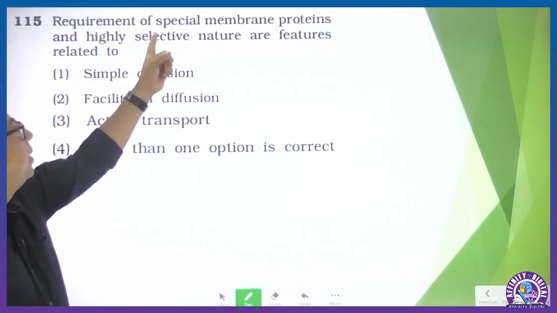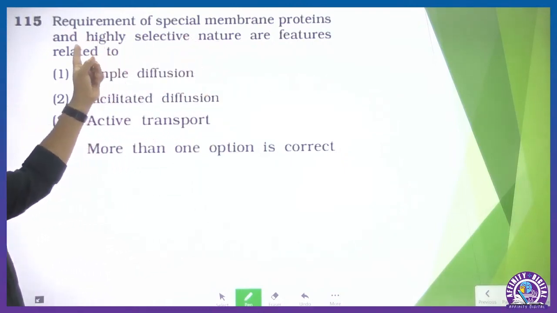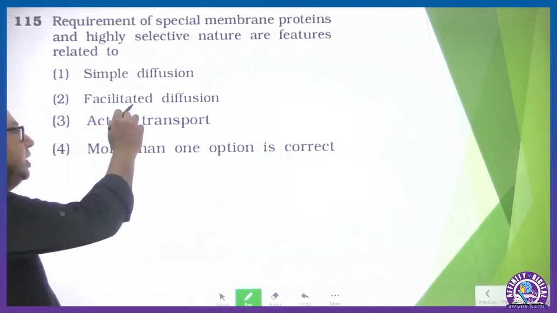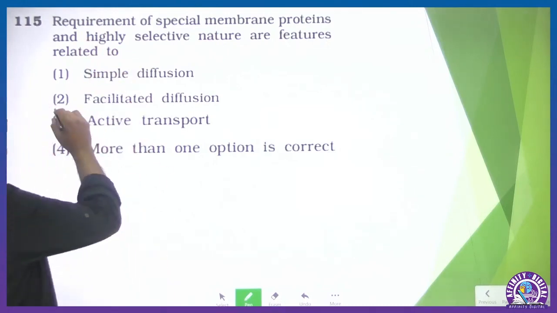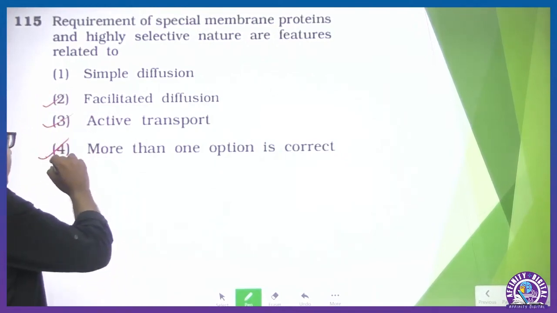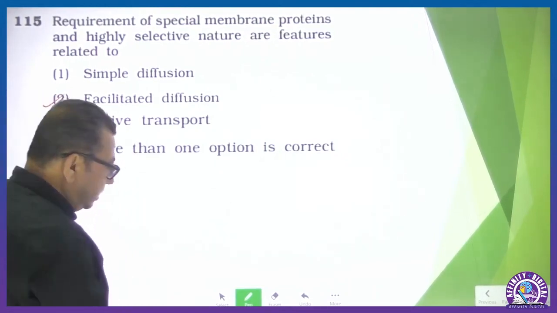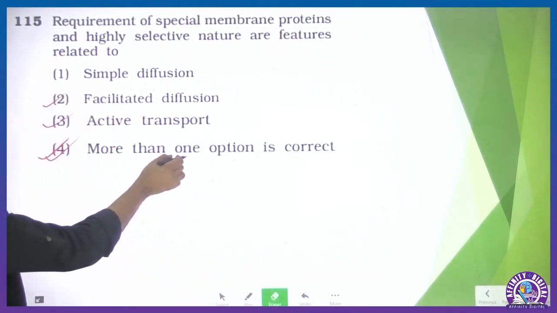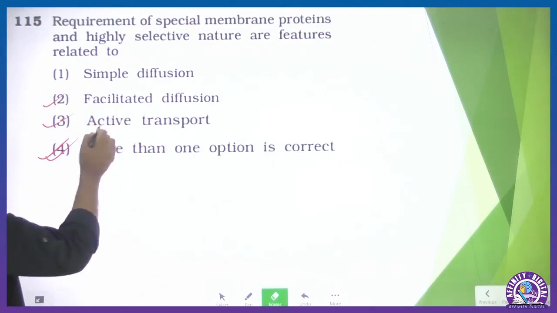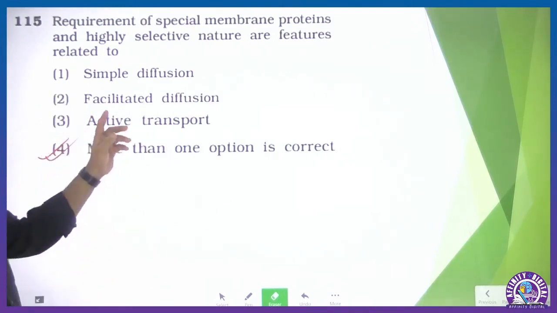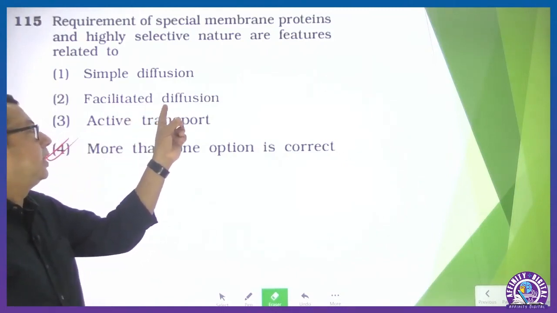So, requirement of special membrane proteins and highly selective nature are features related to what? Facilitated diffusion and what? Active transport, both. So what will the overall answer be? This will be it. Okay, children, so it is both of these. Who is included in more than one? Facilitated diffusion as well as what? Active transport. What is facilitated diffusion?